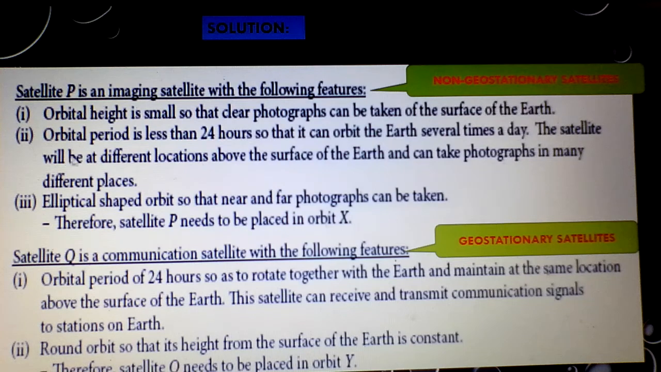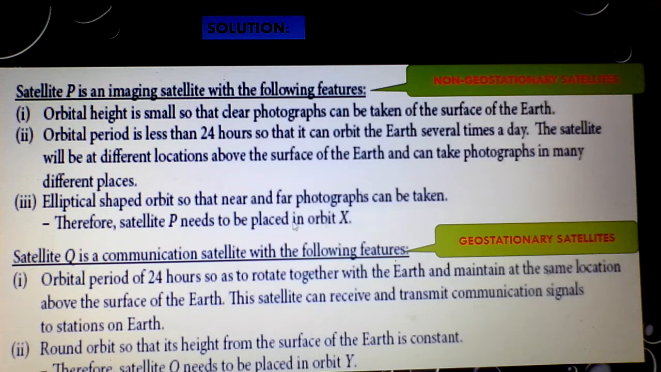The satellite will be at different locations above the surface of the Earth, so it can take photographs in many different places. Okay, third point, elliptical shape orbit so that near and far photographs can be taken. Therefore, satellite P needs to be placed in orbit X.